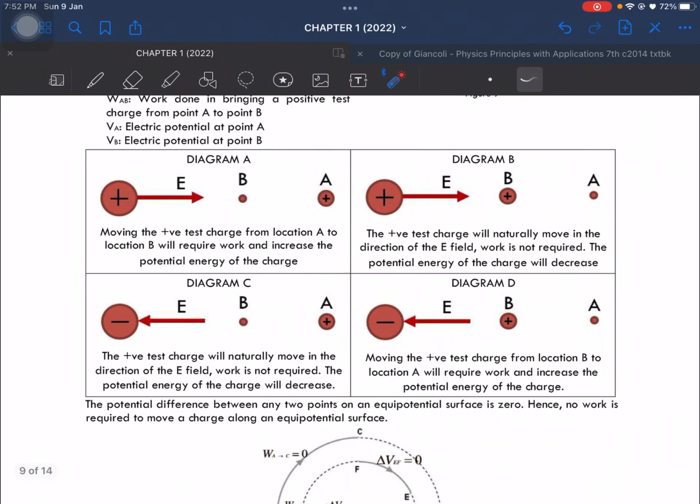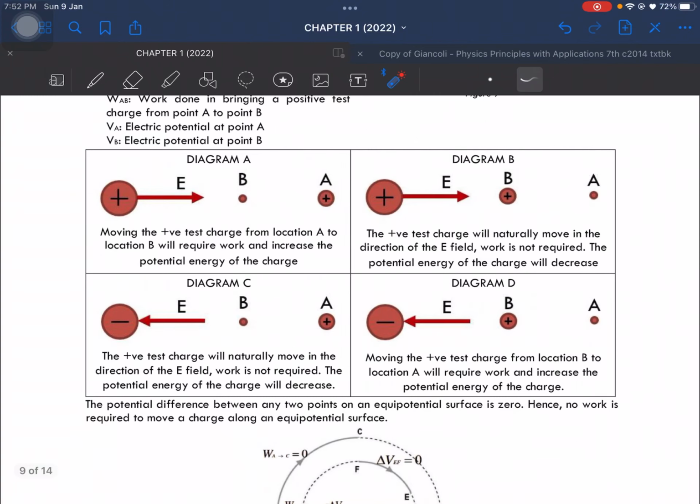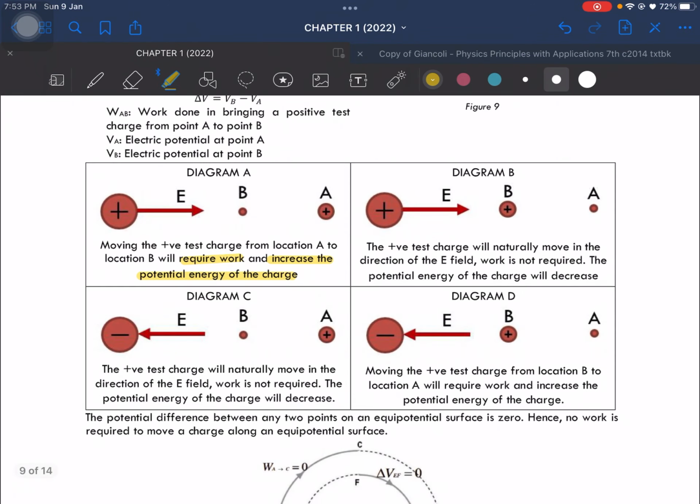Okay, so let's see the situations. For this diagram, moving the positive test charge from this location to location B will require work and increase the potential energy of the charge. Okay, and then the positive test charge will then naturally move in the direction of the electric field. Work is then not required. The potential energy will decrease.